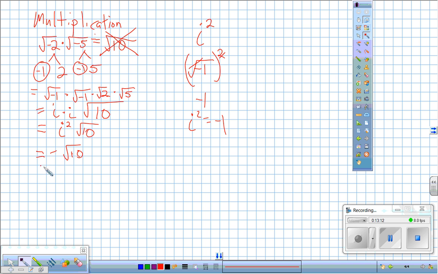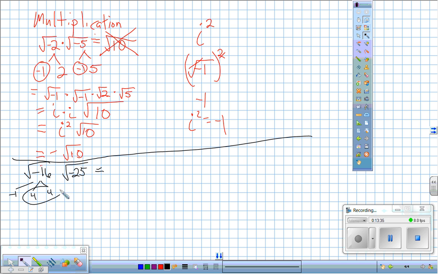Okay, so another example real fast is I have the square root of negative 16. So this is a different example. And the square root of negative 25. Again, I really just want to say that that's a positive, but I can't do that. So I'm going to factor them down. I'll have a negative 1, a 4, and a 4, a negative 1, a 5, and a 5.